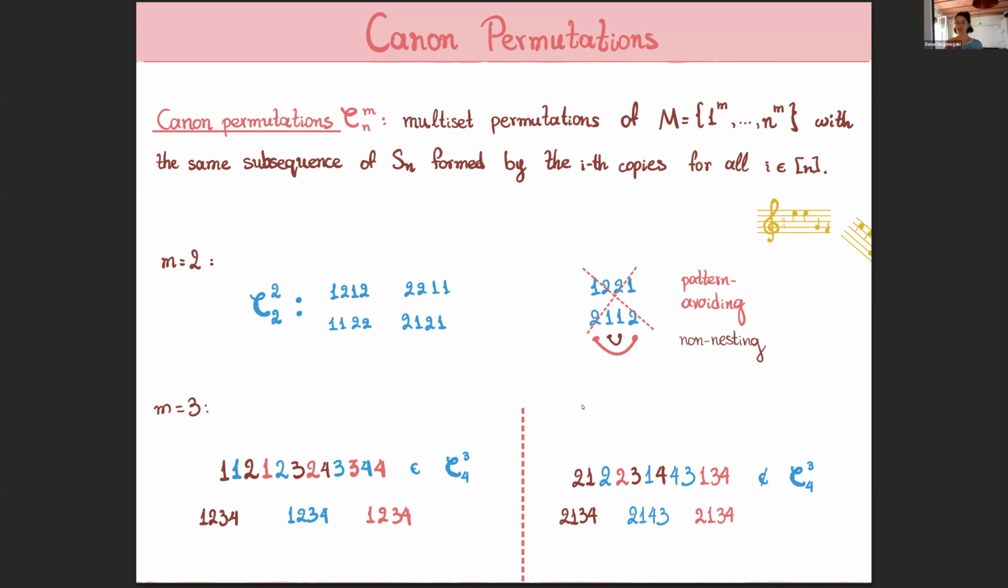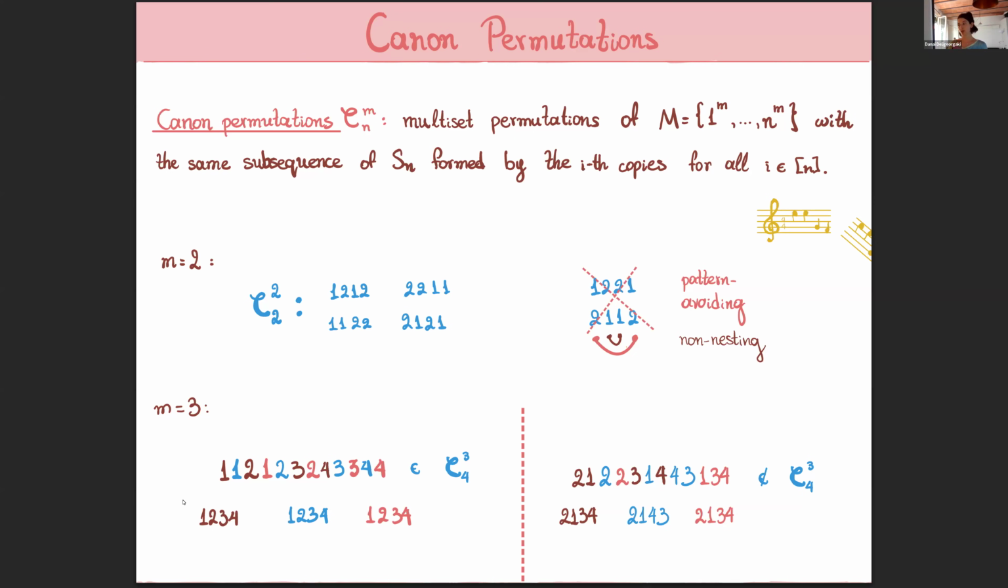So at the bottom of the page, you can see an example. Can you see my mouse, by the way, if I need something? Here I have numbers from 1 to 4 with multiplicity 3 each. And now the first occurrence subsequence is 1, 2, 3, 4. The brown part, I look at the second occurrences, the second time where 1, 2, 3, and 4 appear. Again, I get 1, 2, 3, 4, and the same for the third one. So this is an example of a Canon permutation.